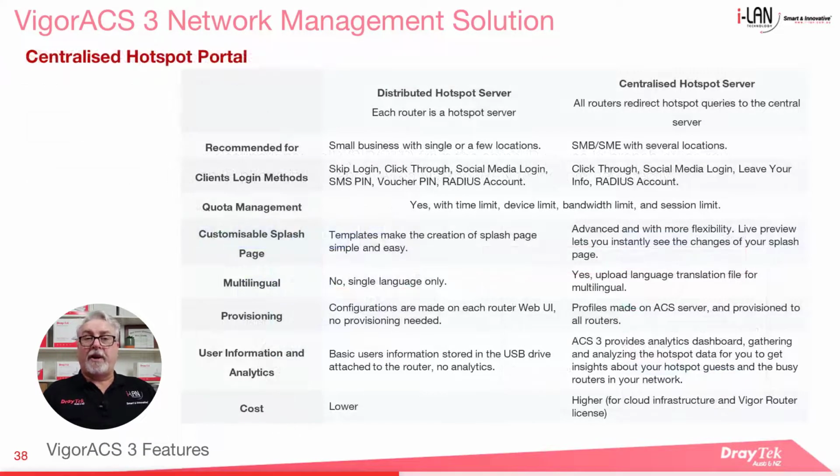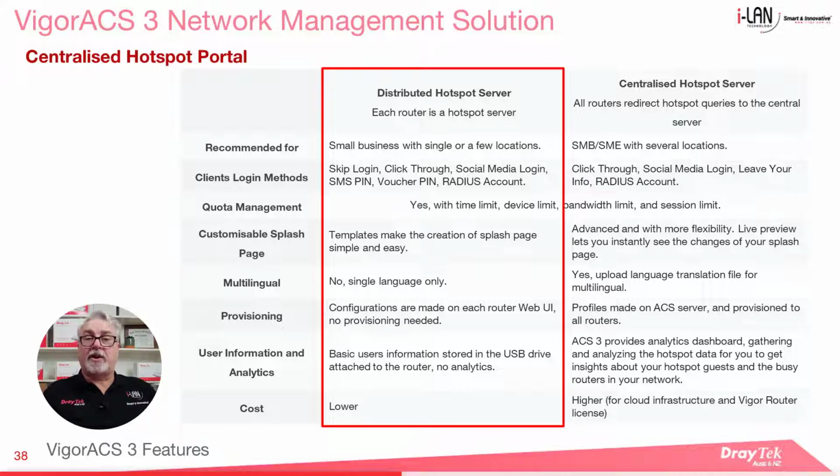The final feature we'll look at today is the Centralised Hotspot portal. There are two modes that can be set up. The first is the distributed hotspot server, where each router is a hotspot server. This is suitable for a small business with a single or a few locations. This one has the lowest cost.